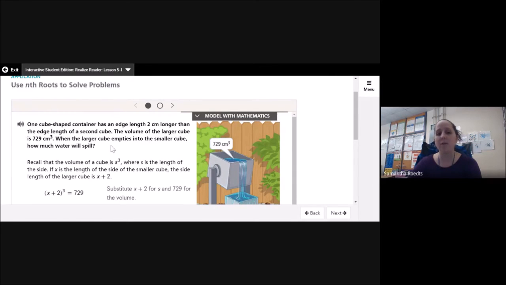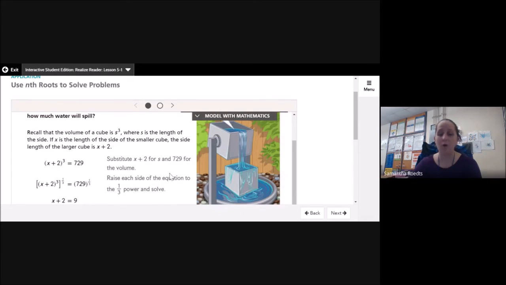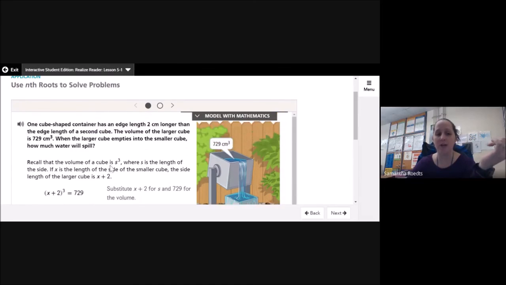So I can recall that the volume of a cube is s cubed, where s is the length of the side. If x is the length of the side of the smaller cube, the side length of the larger cube is x plus 2. Remember, it said up here, one cube-shaped container has an edge length 2 centimeters longer than the edge length of the second cube. So the smaller cube is x, the larger cube is x plus 2. So x plus 2 cubed equals 729.